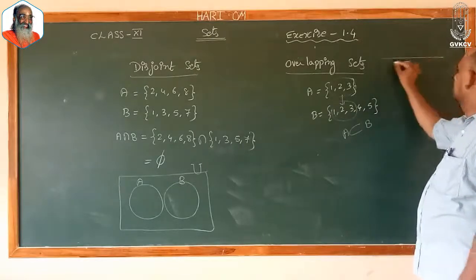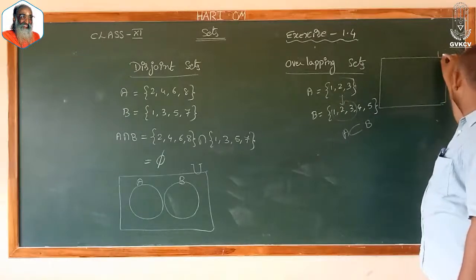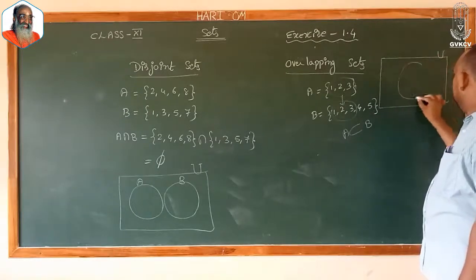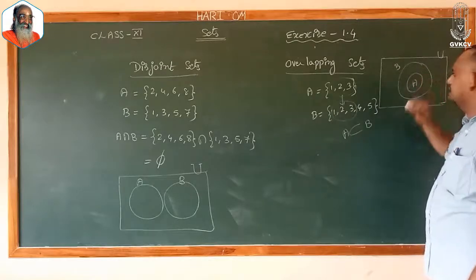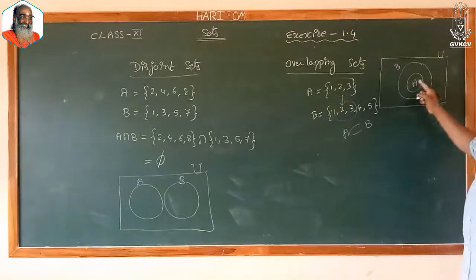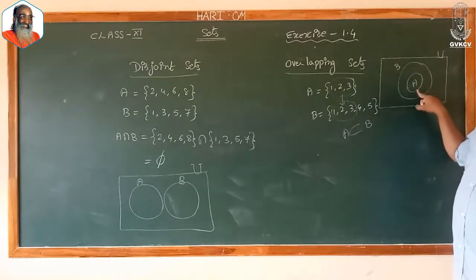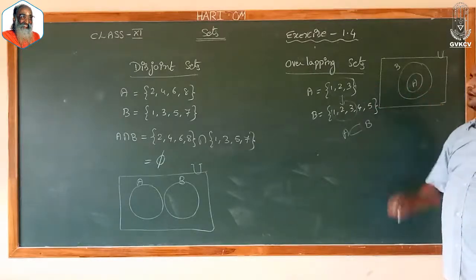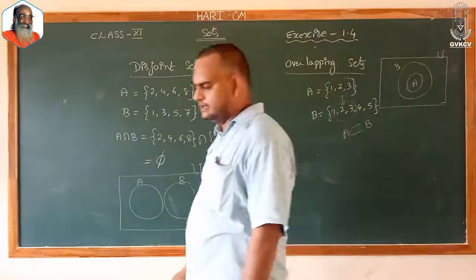How is the Venn diagram for this? When we have the universal set, here I have set B and within that I have set A. Set A is already there in set B, meaning overlapping. Set A is overlapping with set B. These are called overlapping sets. So, disjoint sets and overlapping sets.